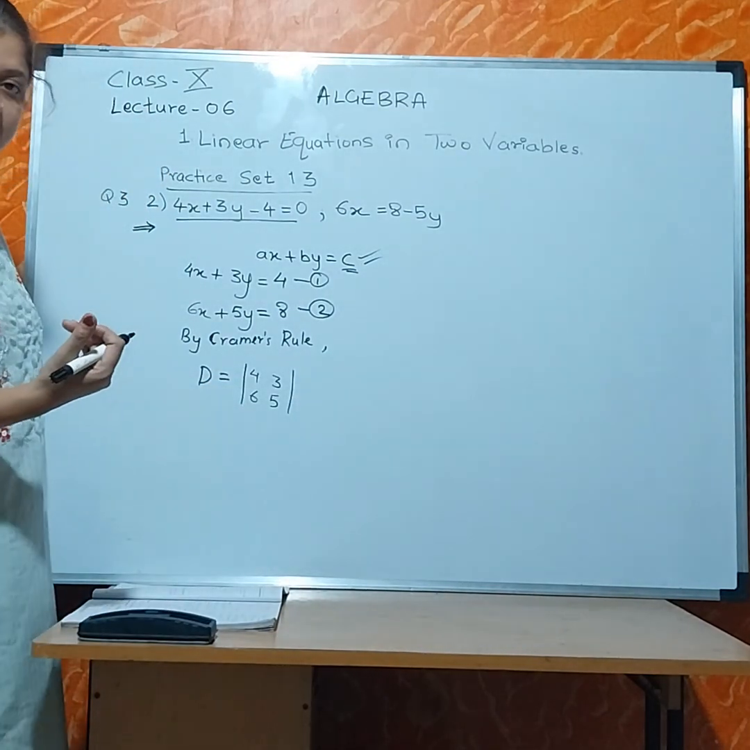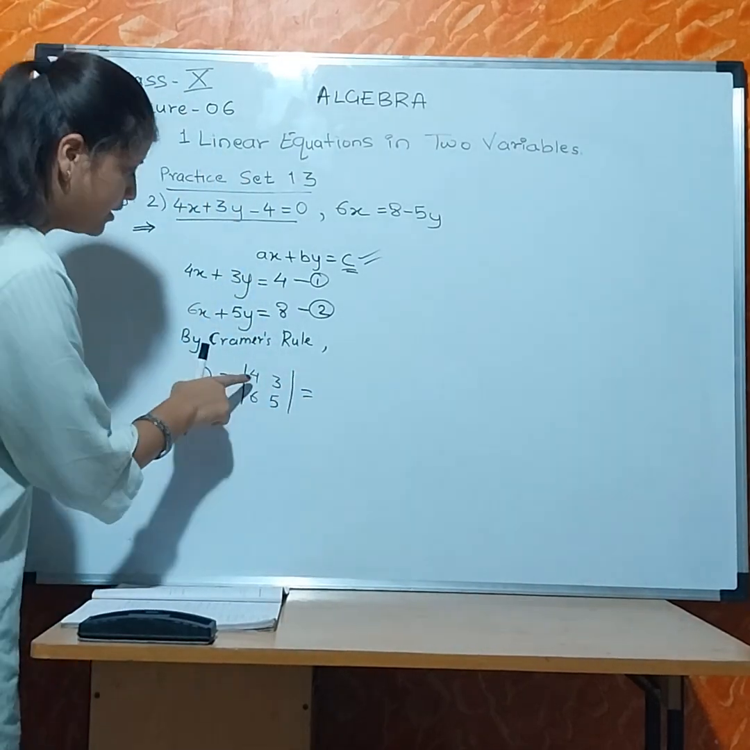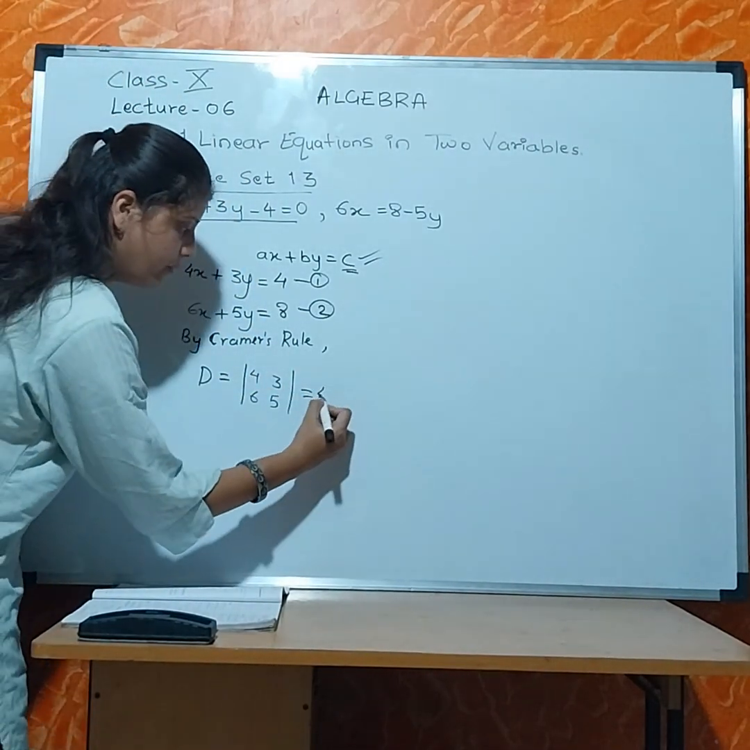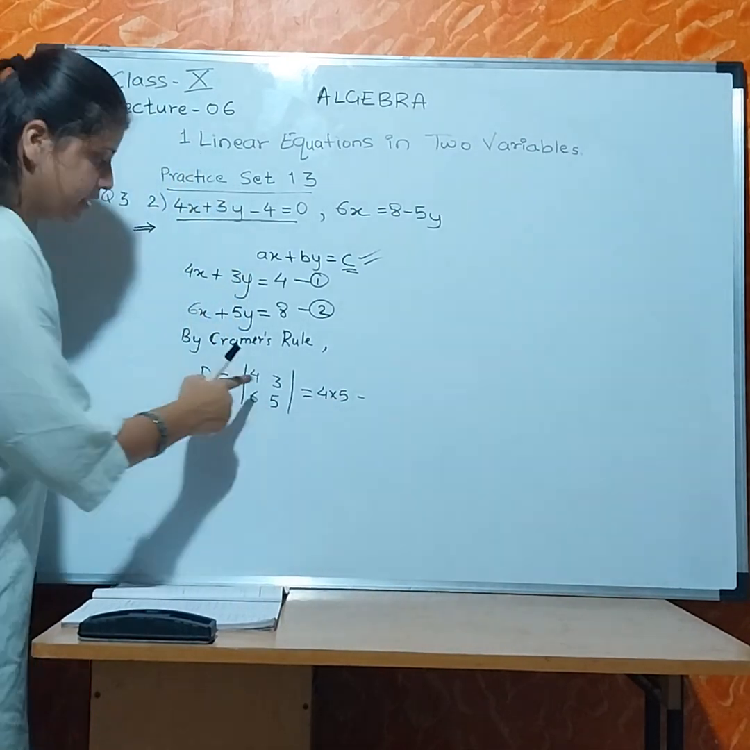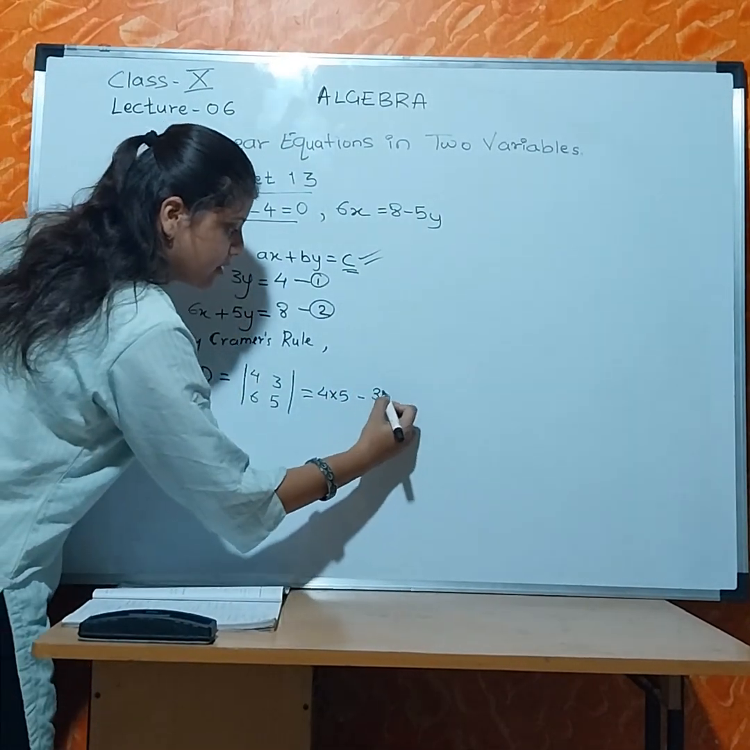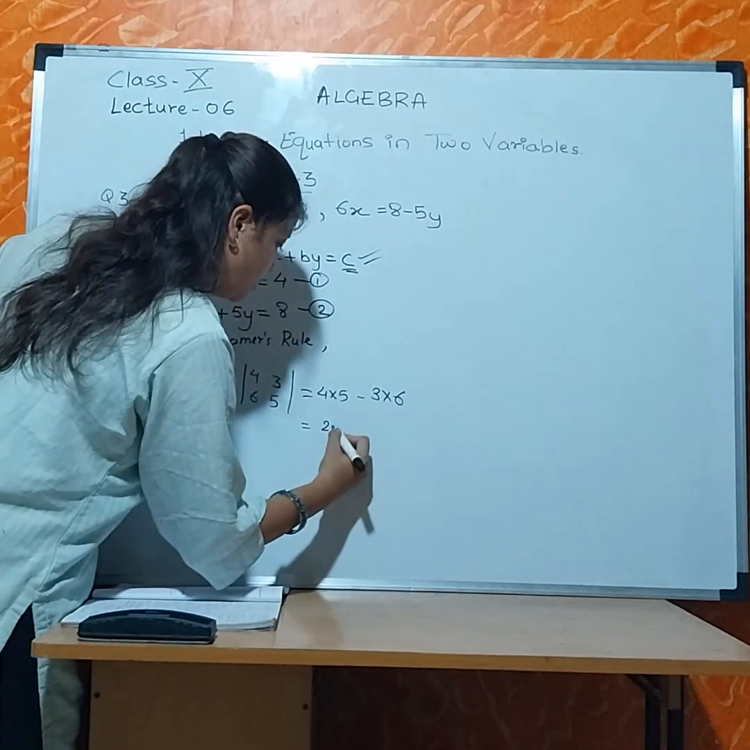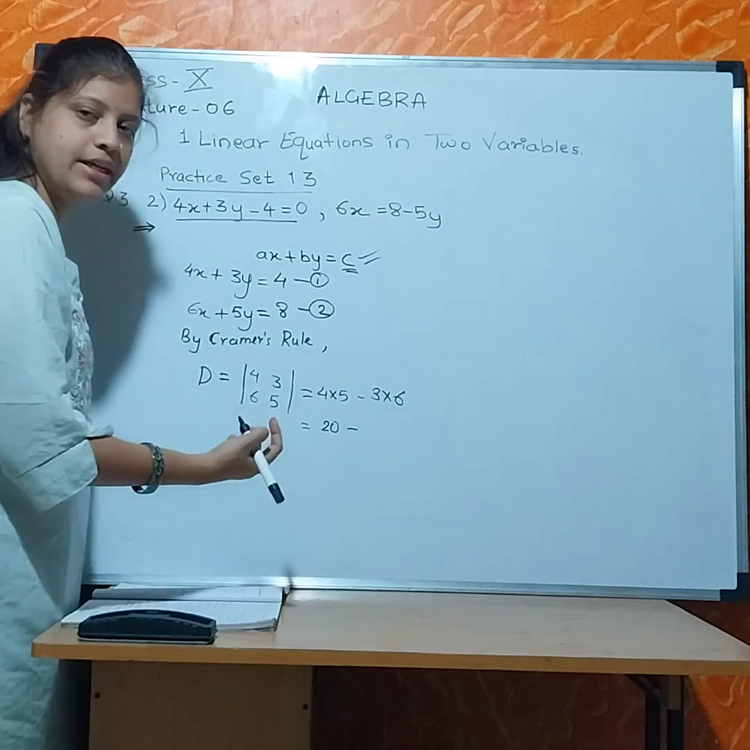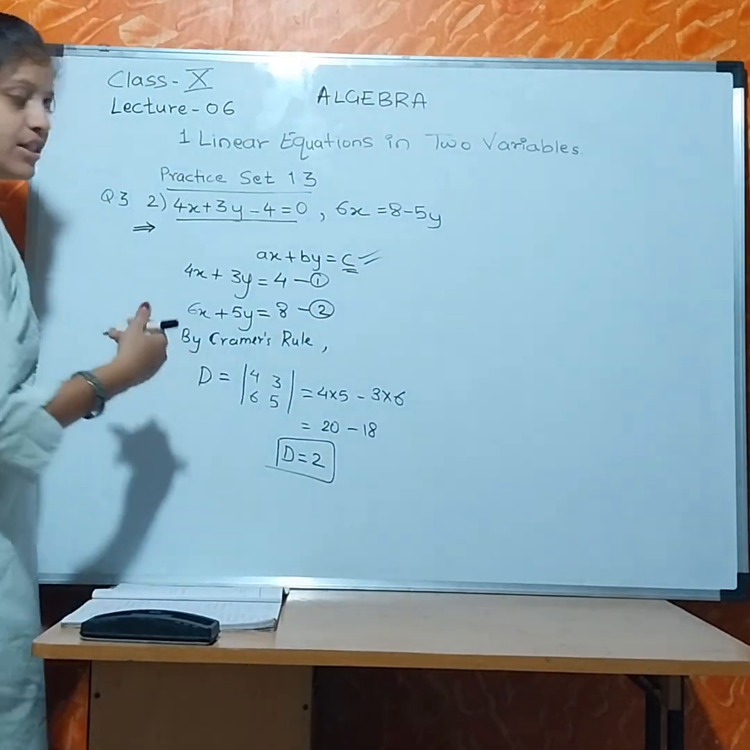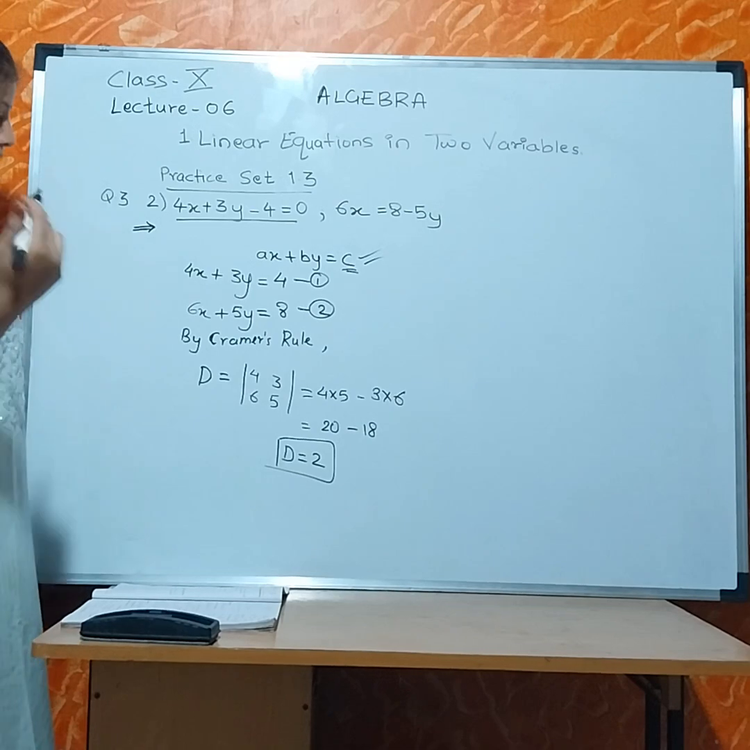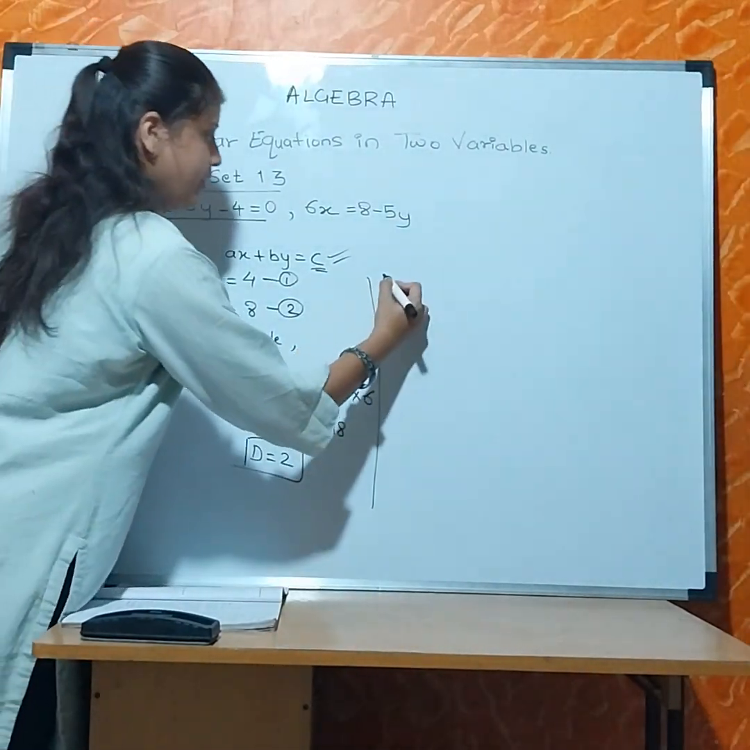Now, how to solve the determinant? I have told you, as cross multiplication. See, 4 into 5, and the sign is minus, 3 into 6. 4 into 5 is 20, minus 3 into 6 is 18. So D is 2. Now next what we have to find? The values of Dx and Dy. So now we will find Dx and Dy.